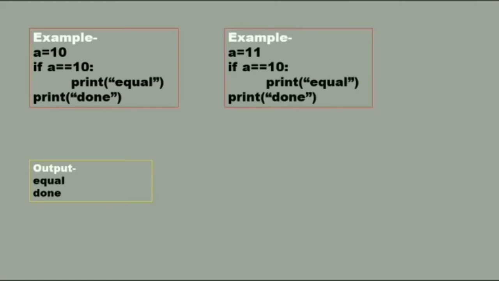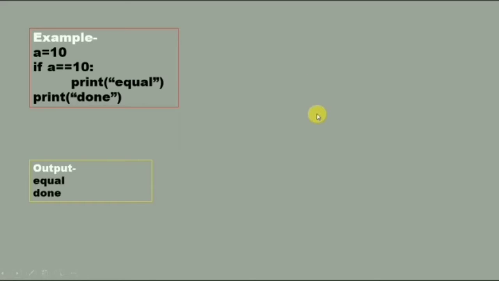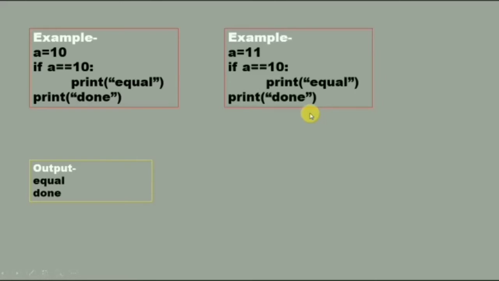If I write the same code and I have simply changed the value of A, now A is 11, the condition becomes false. So when my condition is false, the body of the if statement is ignored and we simply move to outside the if statement, that means done. So here the output will only be done.